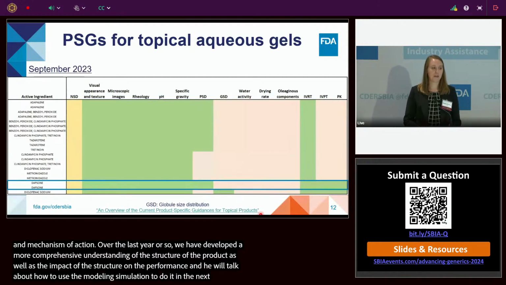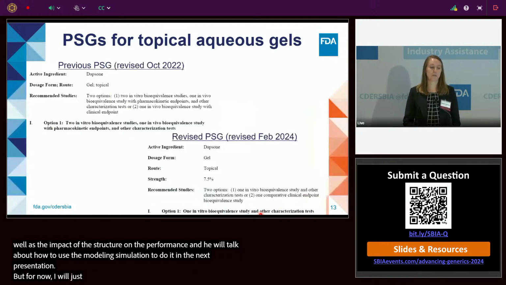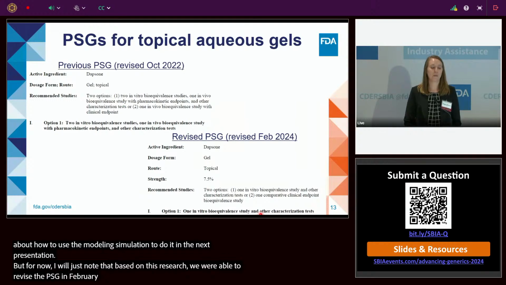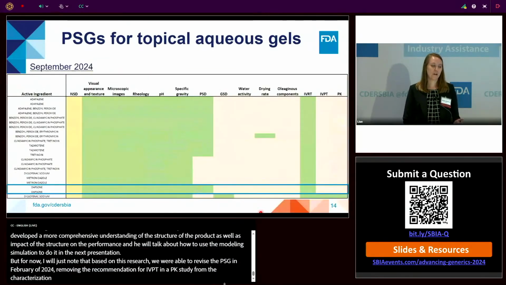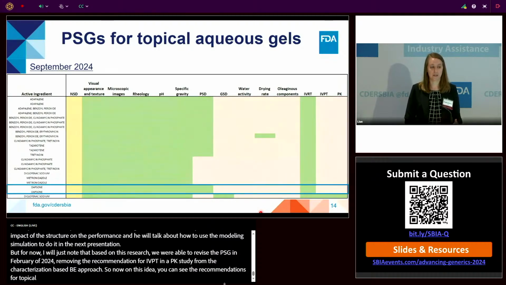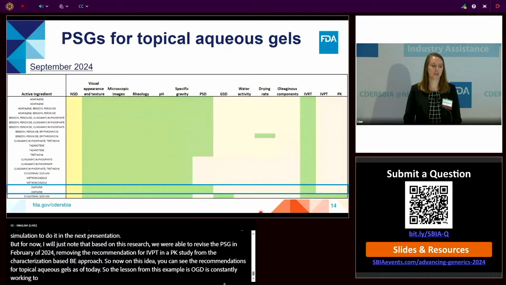But for now, I'll just note that based on this research, we were able to revise the PSG in February of 2024, removing the recommendation for IVPT and a PK study from the characterization-based bioequivalence approach. And so now here on the slide, you can see the recommendations for topical aqueous gels for a characterization-based approach as of today. And so the lesson from this example is that OGD is constantly working to streamline our recommendations so that we have similar recommendations for similar products.